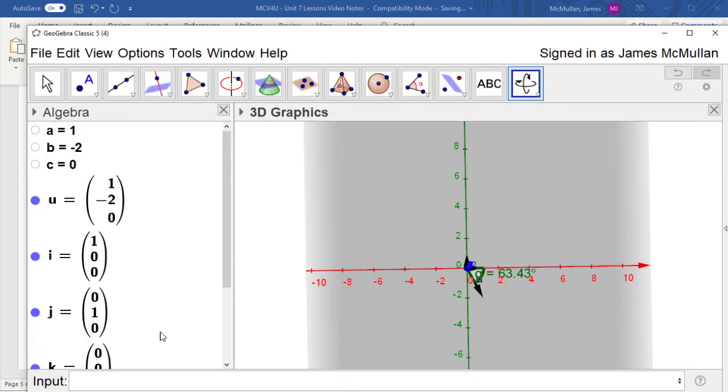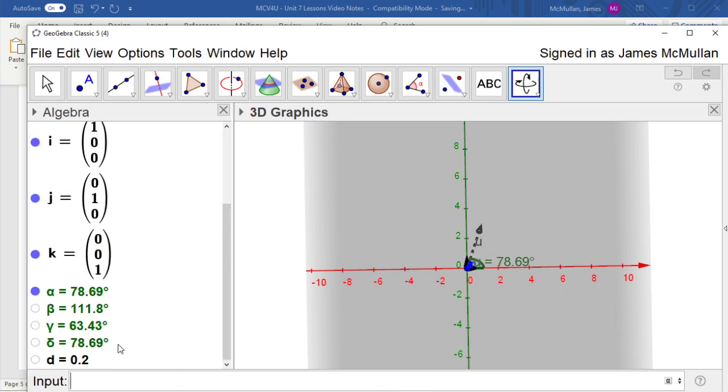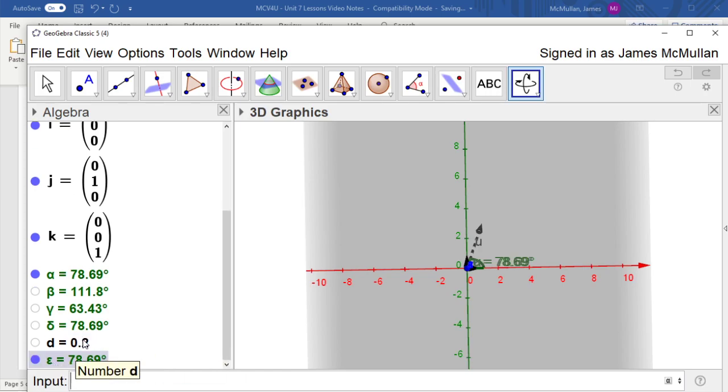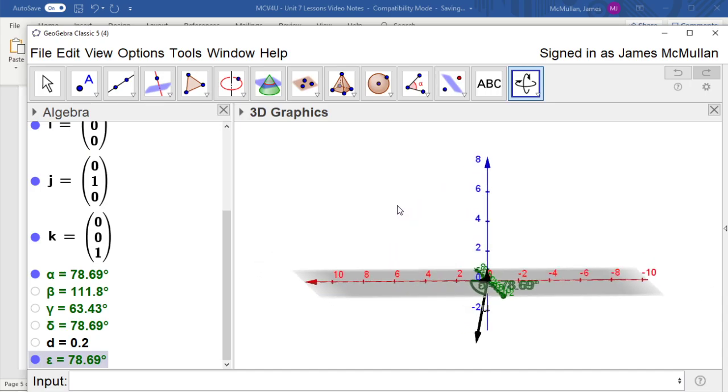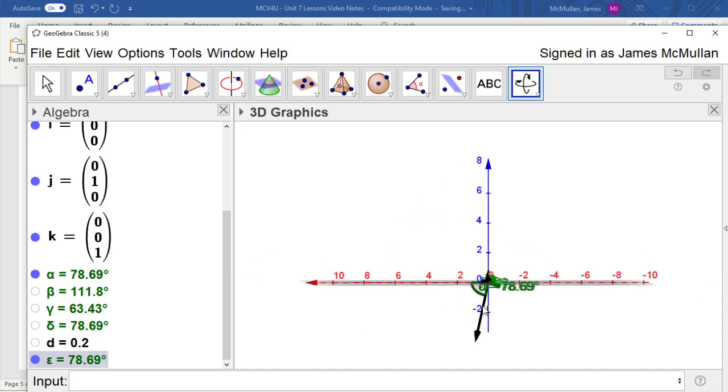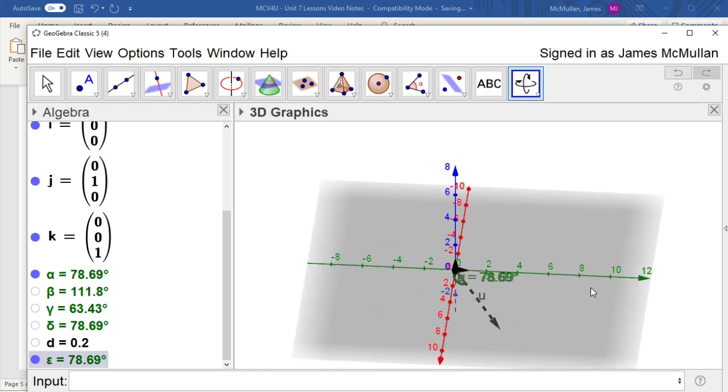Again, just to demonstrate this one, A is 1, B is 3, C is negative 4. If I were to check the angle between U and the x-axis, I get 78.69. And again, that angle is like, you take the positive x-axis and my vector, and you measure the angle in between them. You get 78.69.